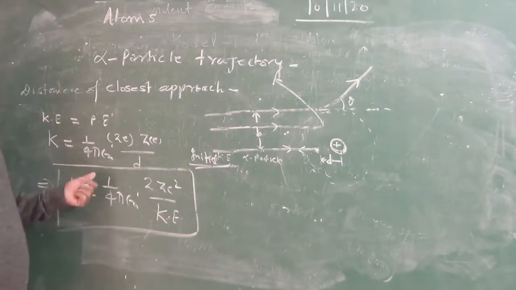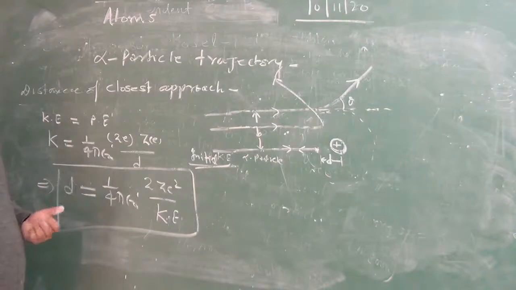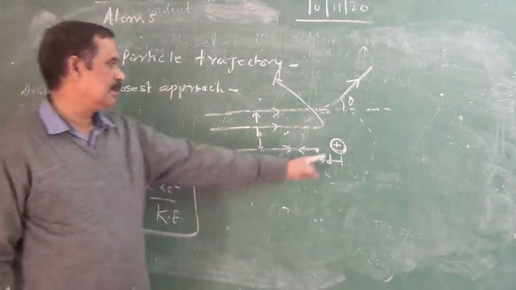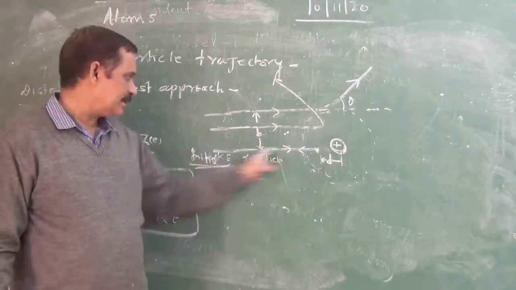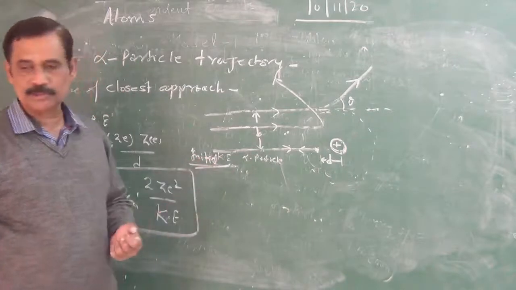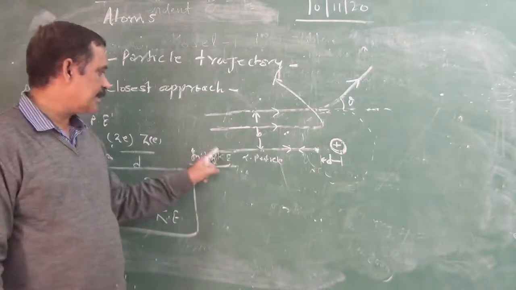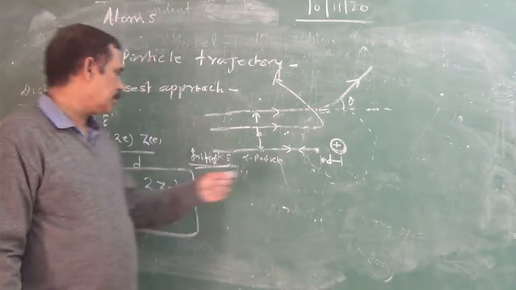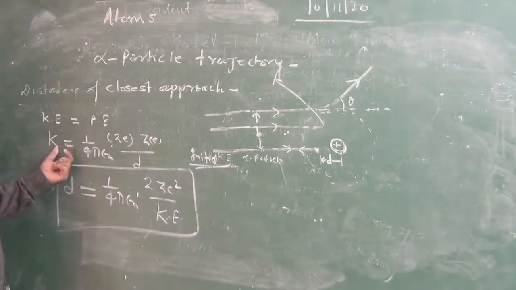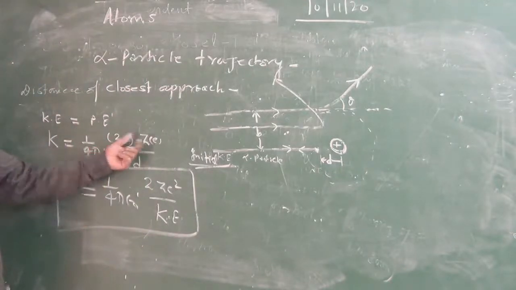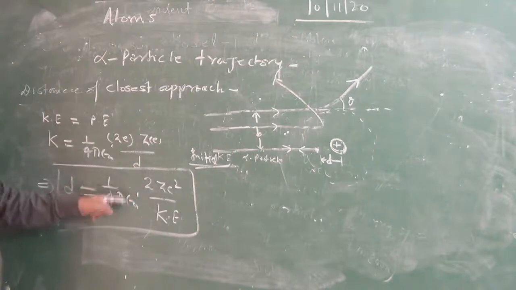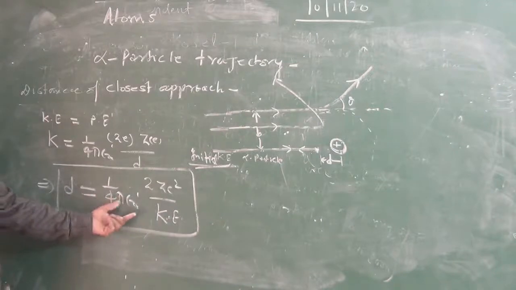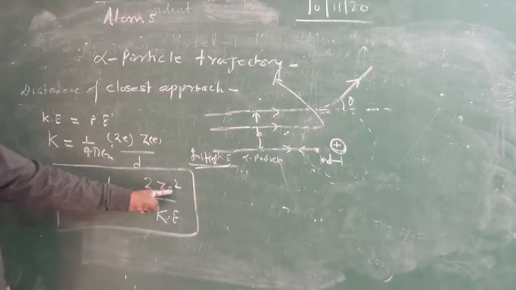Once again, the distance of closest approach is the minimum distance from the center of the nucleus to the point where the alpha particle retraces its path, and in this process the total initial kinetic energy is converted into electrostatic potential energy. So K equals 1 by 4 pi epsilon naught, 2E into ZE upon D. So D equals 1 by 4 pi epsilon naught, 2 ZE square upon kinetic energy, and you already know the value of the constant 1 by 4 pi epsilon naught. E is the charge of an electron.